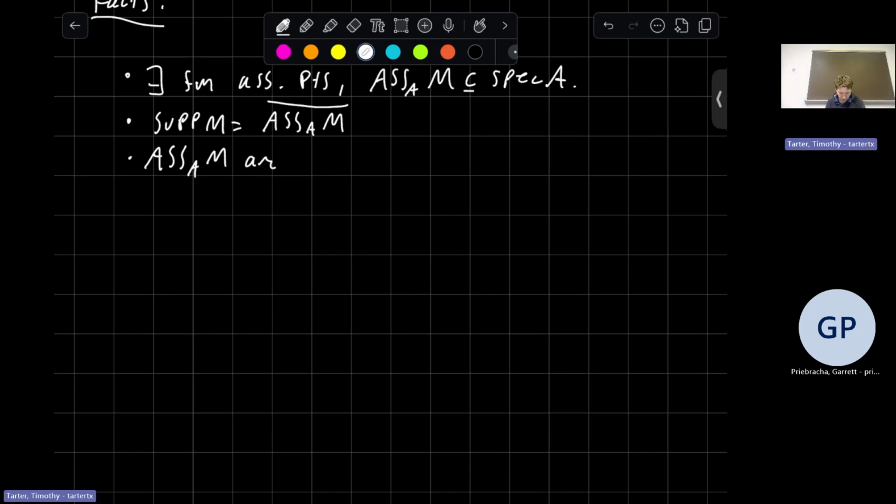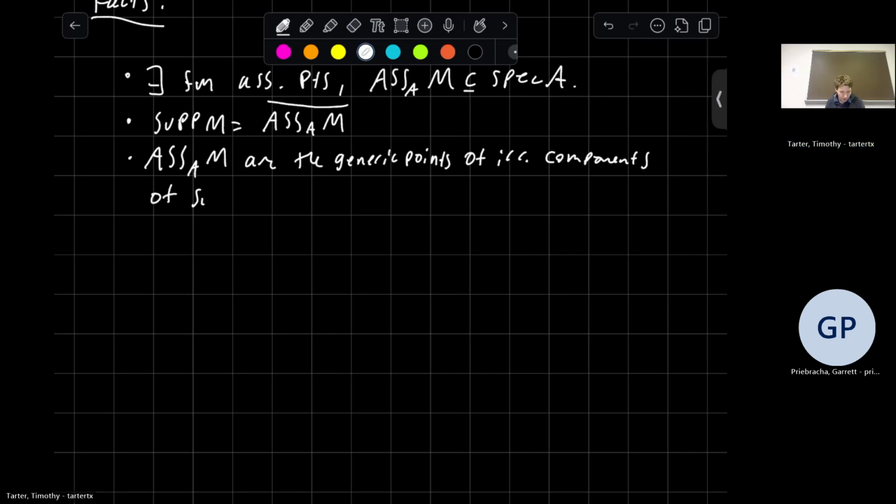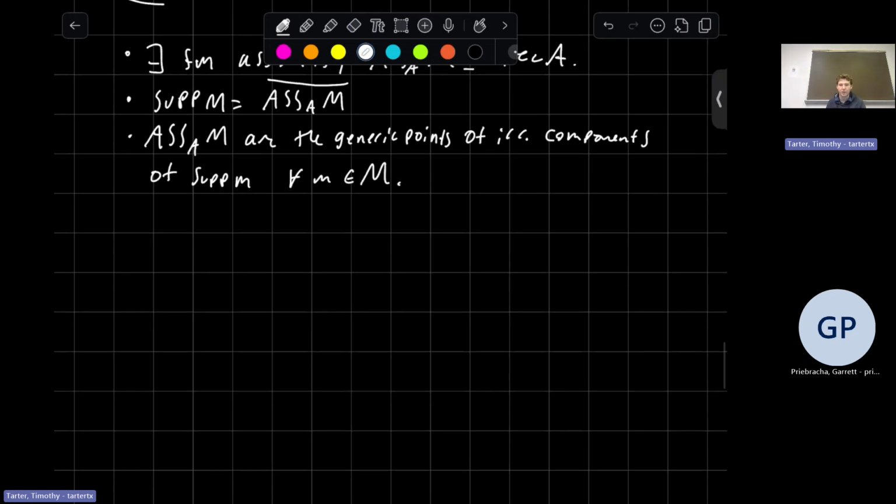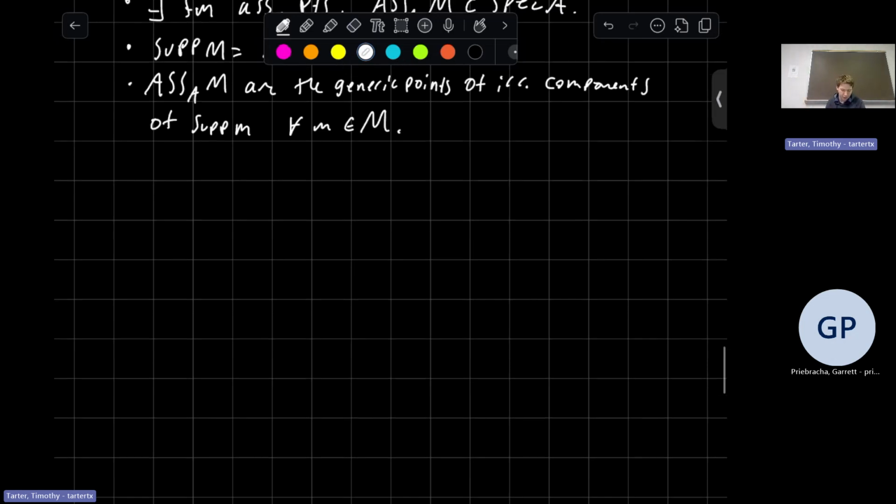are the generic points of irreducible components of Supp(m) for all little m in M. So again, generic points are points whose closure is the entire set that they're in. And really, they're the points that we think of as carrying the global data in a sheaf. The associated points of M are precisely the generic points of those Supp(m) that are irreducible.